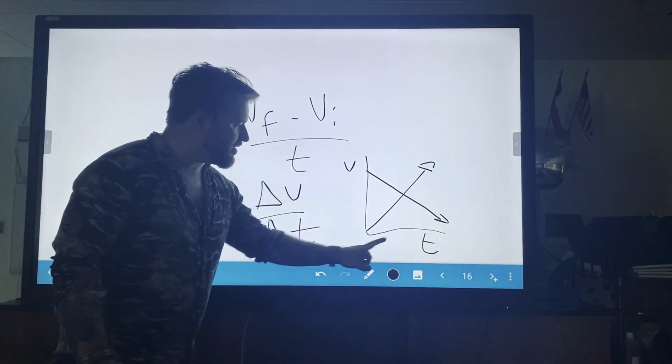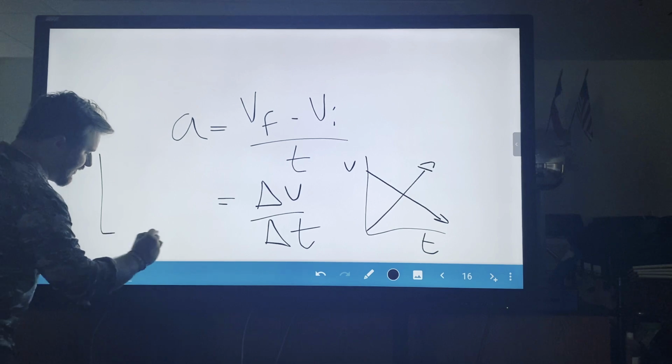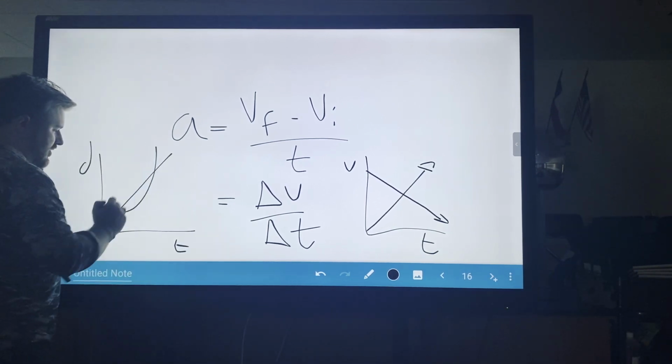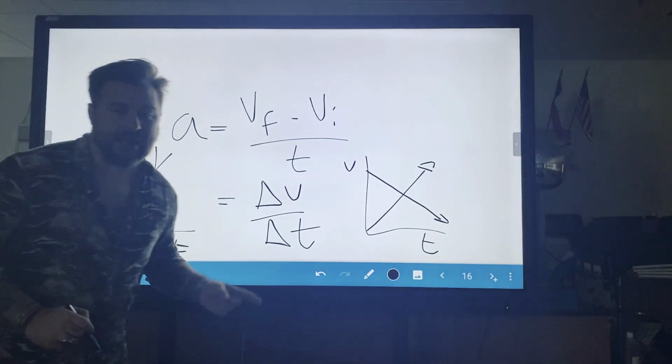This right here is a velocity versus time graph. Very different from the distance versus time graph, just like we showed before. This right here, constant velocity, acceleration. Let's go. Read these graphs correctly.